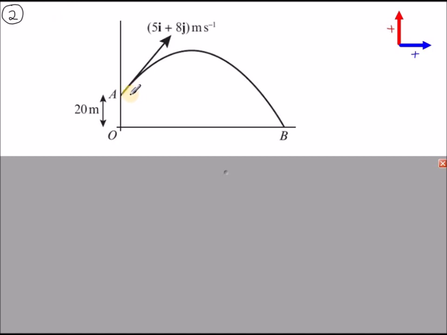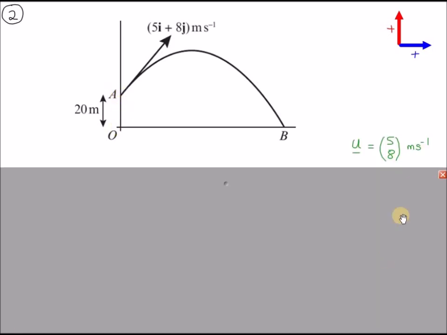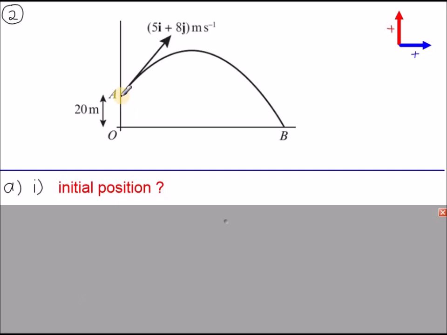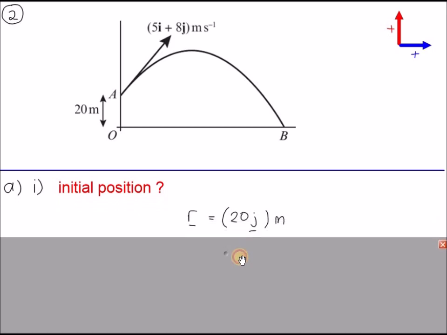Example 2. A particle is projected with an initial velocity of 5i plus 8j meters per second from a point A, which is 20 meters above the origin. The initial velocity in column vector form is this. We are taking these as our positive directions, horizontally and vertically. The particle is 20 meters above the origin, so its initial position vector will be 20j meters.